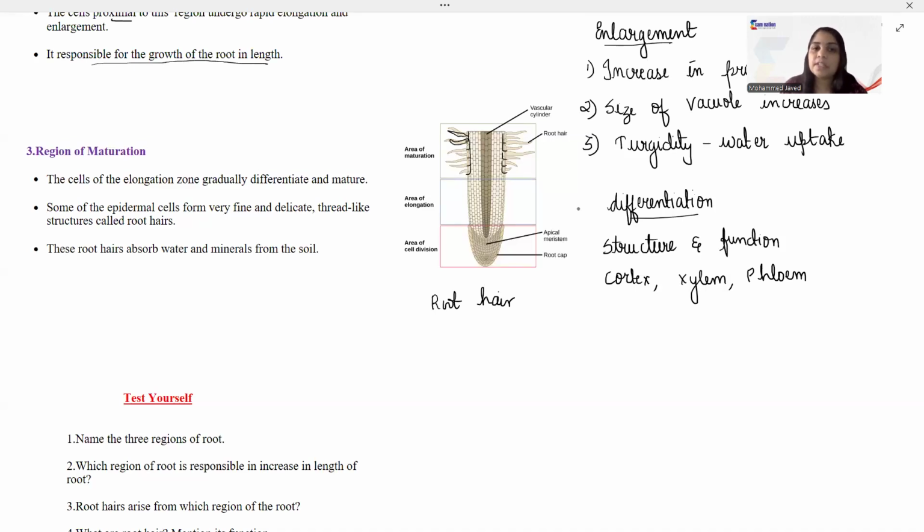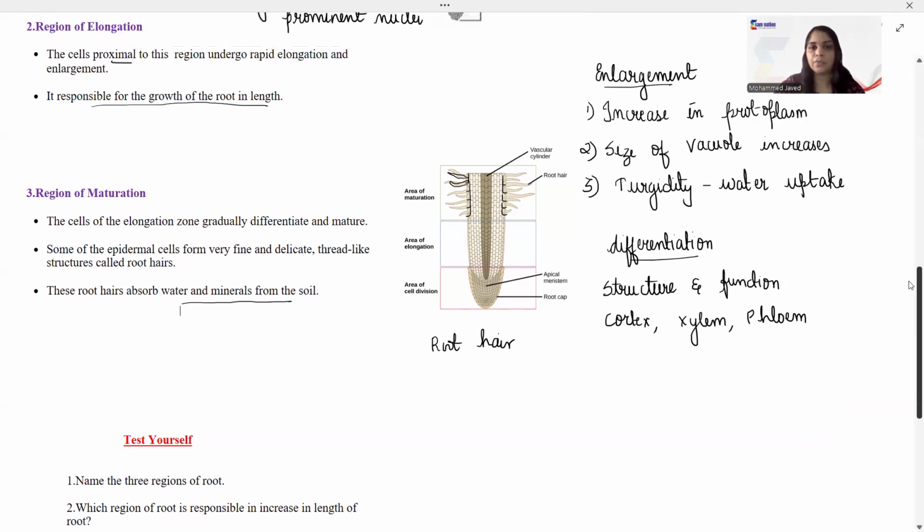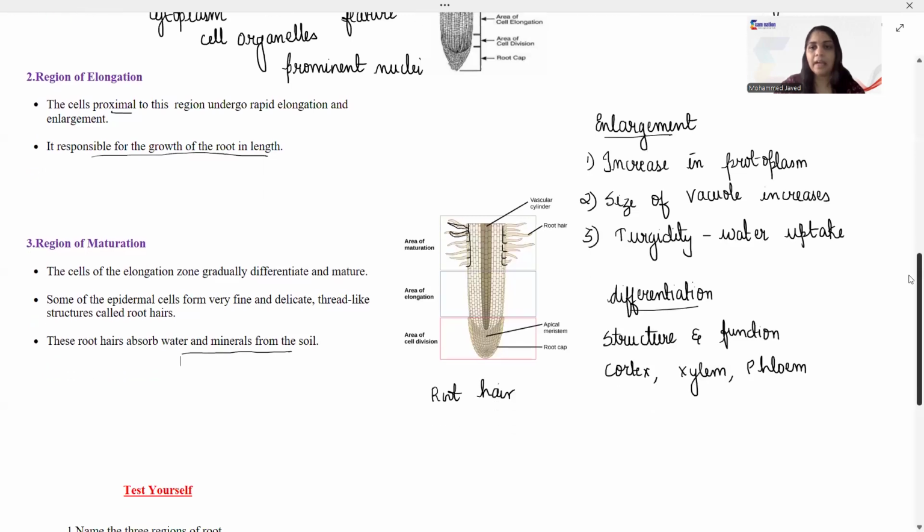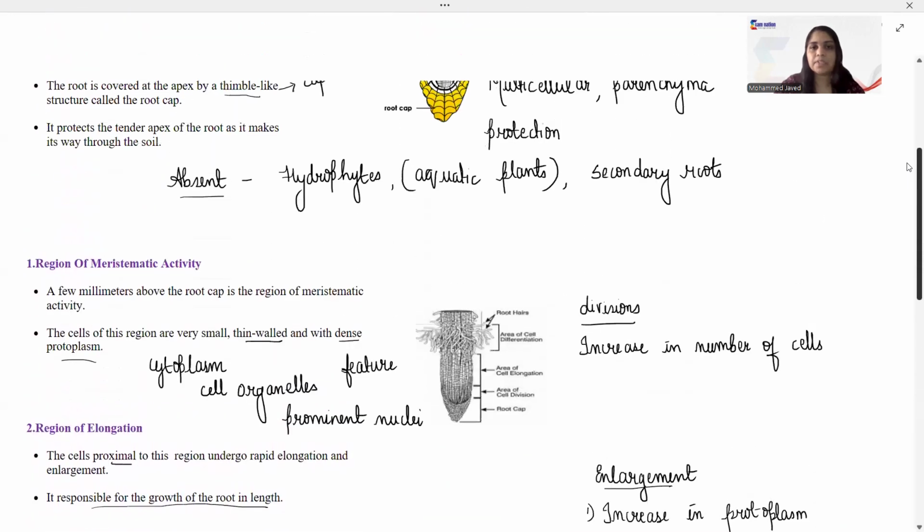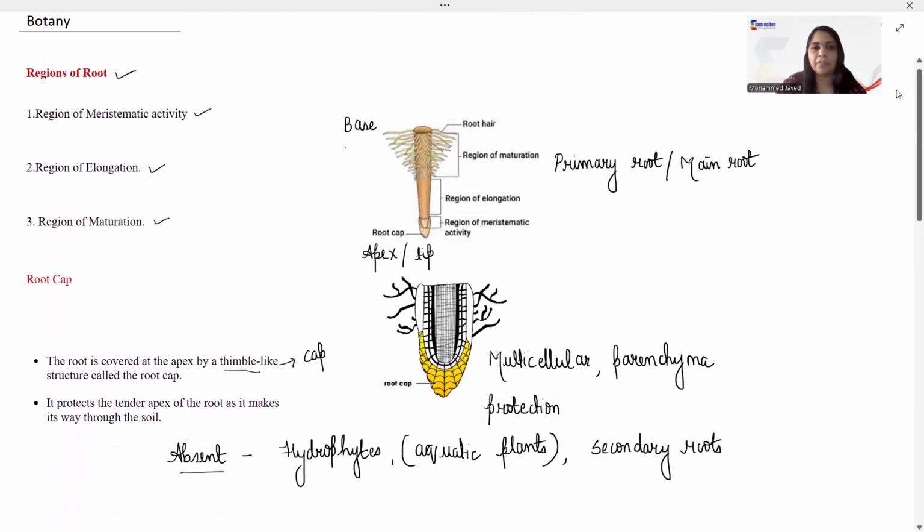So the epidermal cells of the root are now forming thin thread or hair-like structures, which we call as root hair. And we know the function of root hair. Root hair helps in the absorption of water and minerals from the soil. So along with roots, these root hairs also contribute in the absorption of water and minerals from the soil. So these are the three different regions of the root. And this diagram tells you everything about it, right?